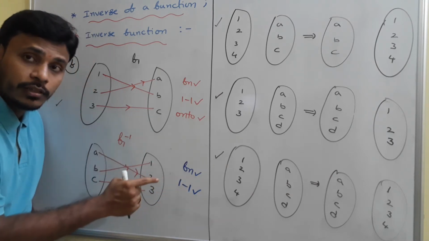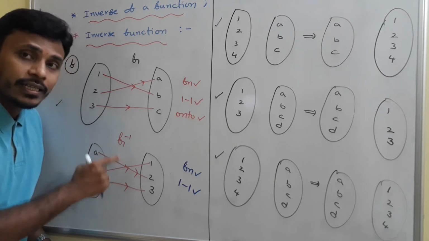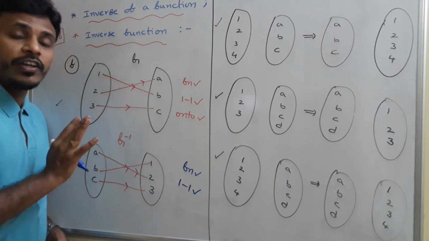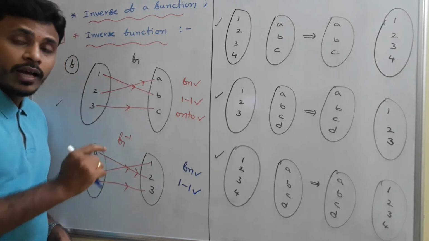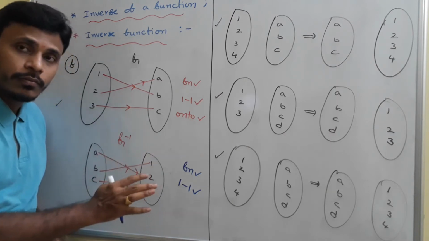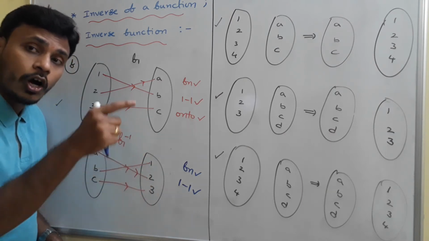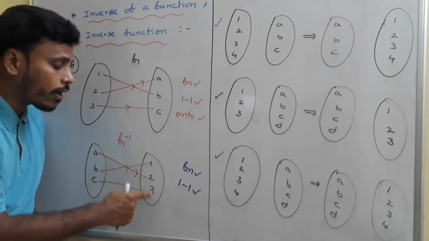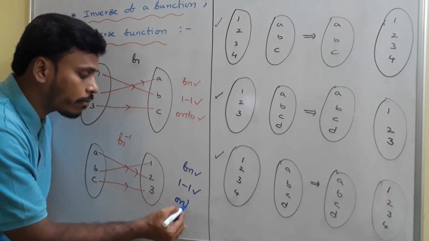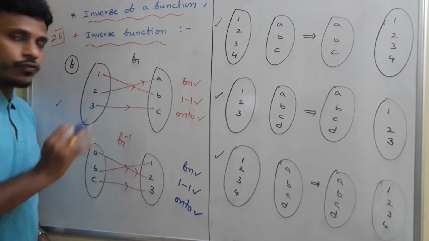We know very clearly that f1 inverse is a relation, but we don't know whether it is a function or not, and that's why we are checking. This is a function, and not only a function, this is also one-one, and since no element is empty here, this is also onto. So this is the first function.